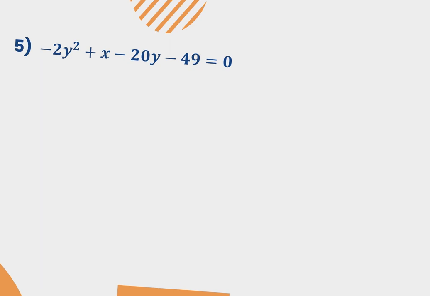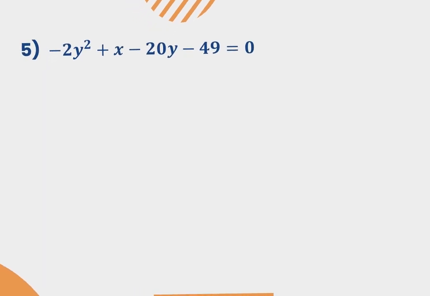Yep. So because that squared term has a y on it, I'm going to group together the y's and I'm going to bump everything to the other side. So I'm going to take the negative 2y squared and the minus 20y, leave it on one side, and then push everything to the other side. So subtract the x and add the 49.